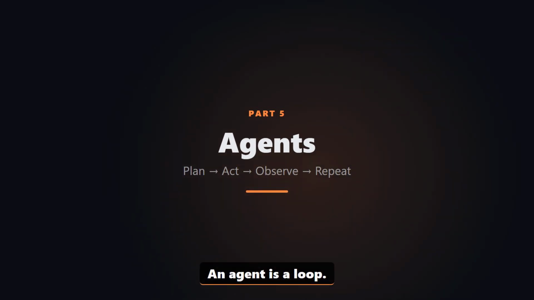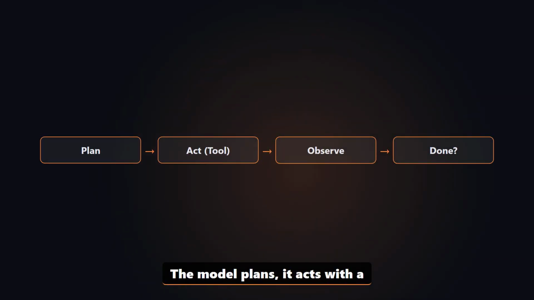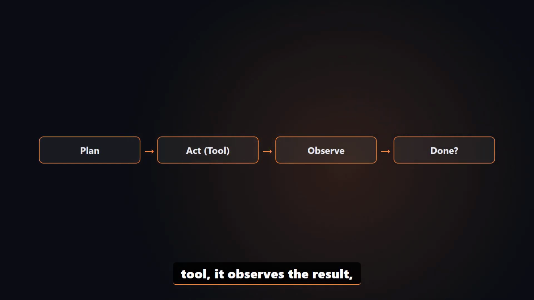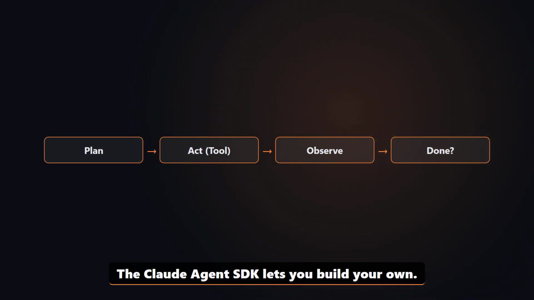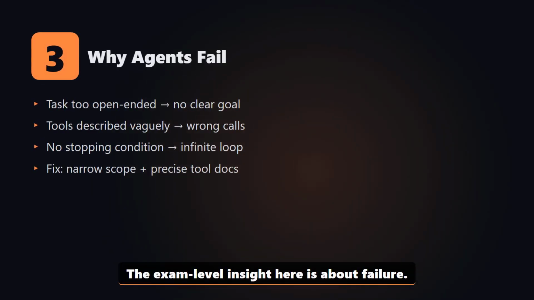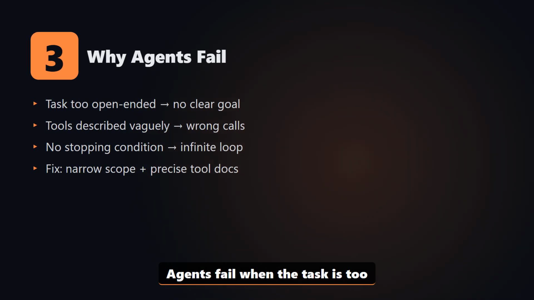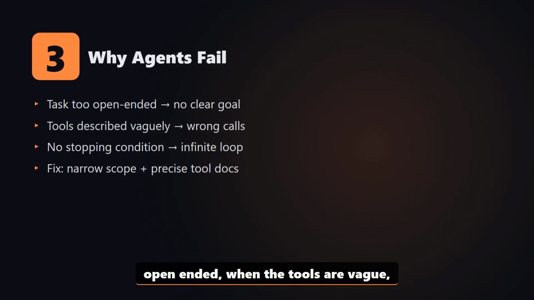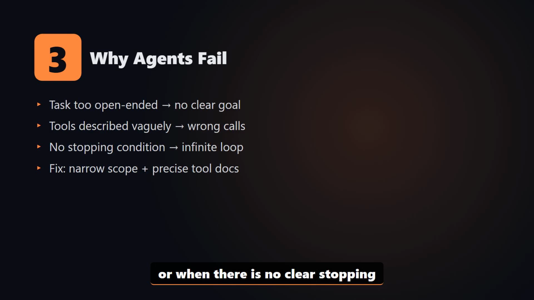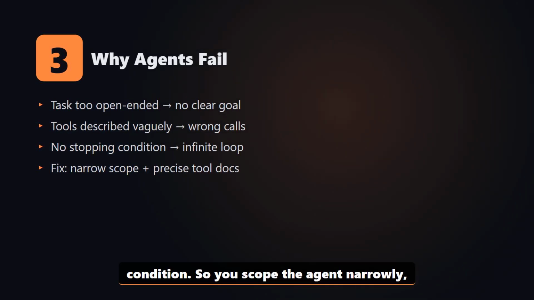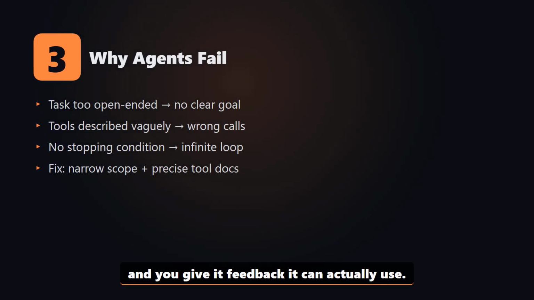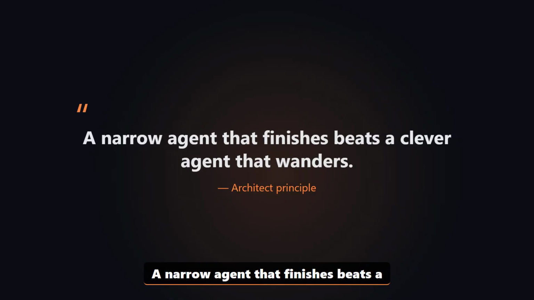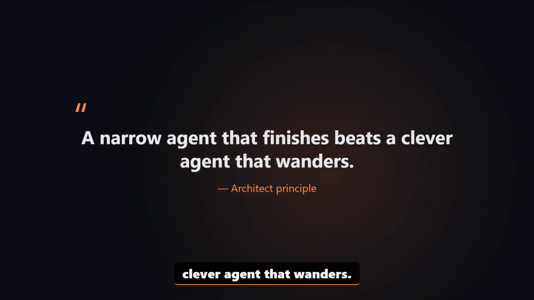Then there are agents. An agent is a loop. The model plans, it acts with a tool, it observes the result, and it repeats until the job is done. Claude Code is an agent. The Claude Agent SDK lets you build your own. The exam-level insight here is about failure. Agents fail when the task is too open-ended, when the tools are vague, or when there is no clear stopping condition. So you scope the agent narrowly, you describe its tools precisely, and you give it feedback it can actually use. A narrow agent that finishes beats a clever agent that wanders.